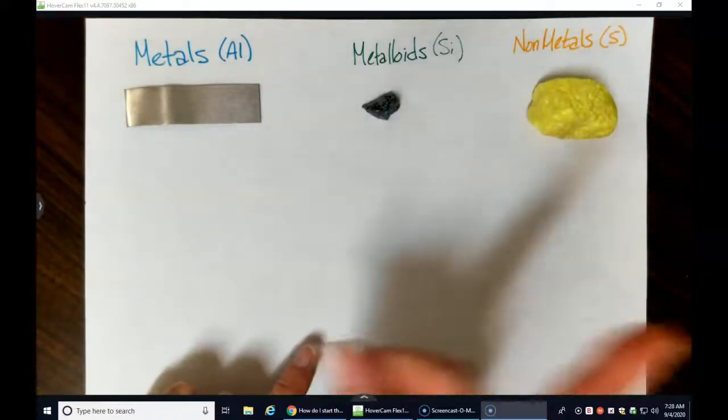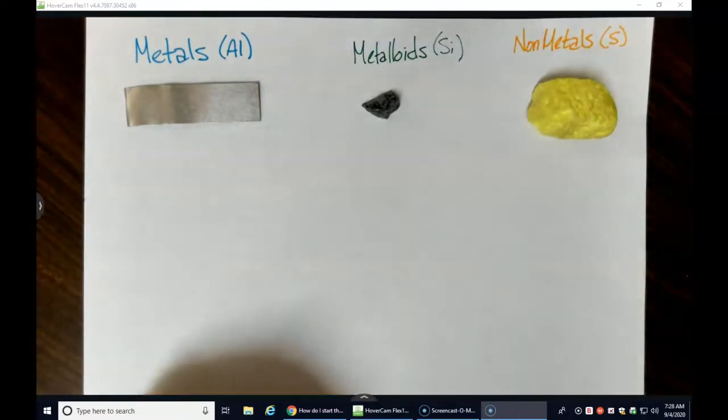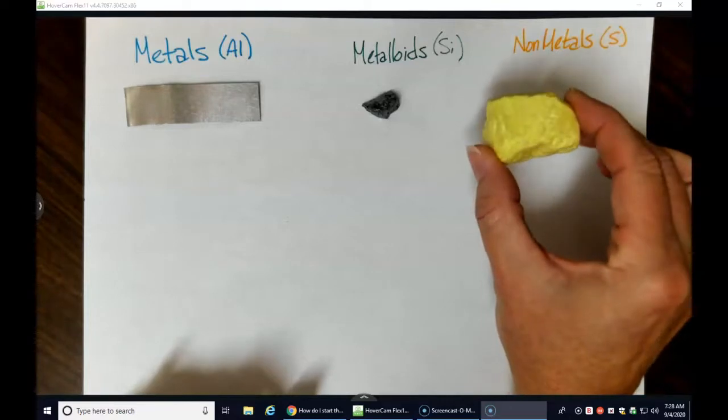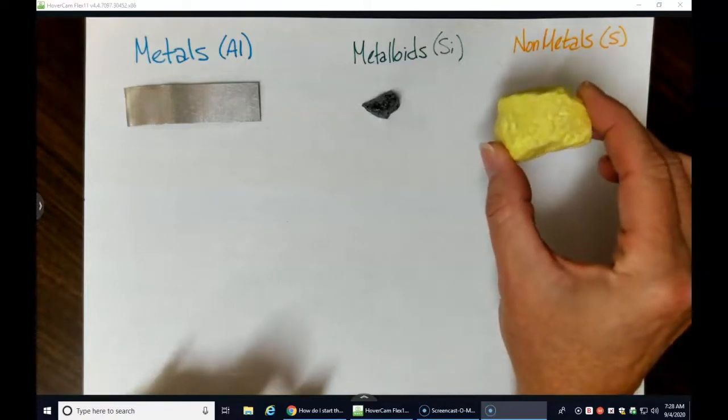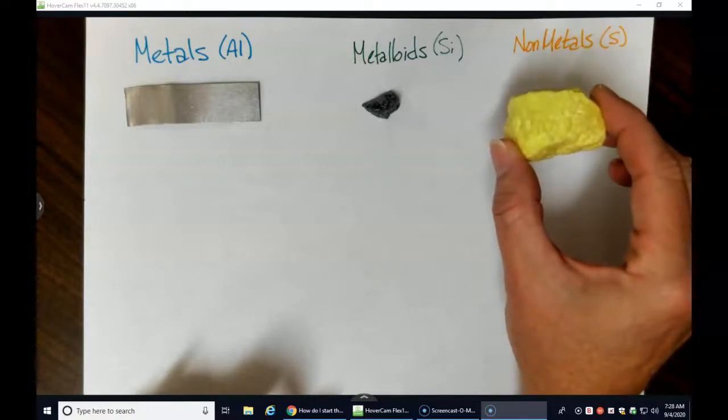To the right of the zigzag line, we have our nonmetals. Our example here is sulfur. Now, sulfur is a solid, but nonmetals can be a solid, liquid, or a gas. So if we look at sulfur, you notice it's not really reflecting light. Nonmetals tend to have a dull or non-metallic luster. They do not reflect light.